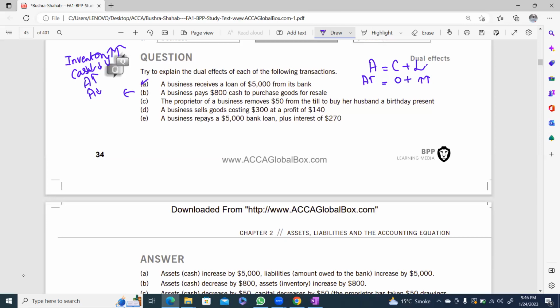Cash in hand would increase, because she's removing $50 from the till. So she will get $50, and then capital would decrease and asset would increase.